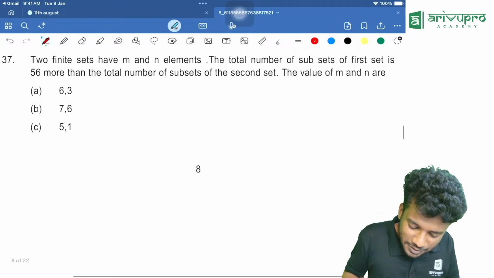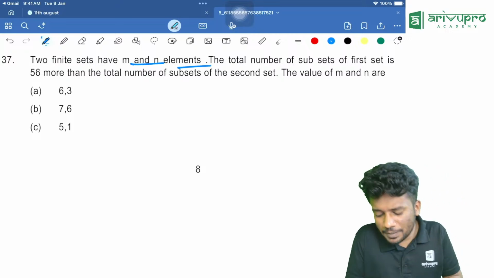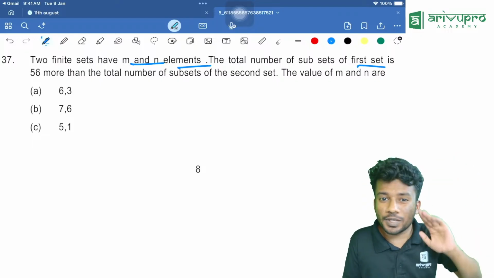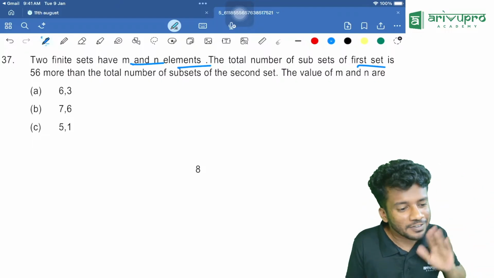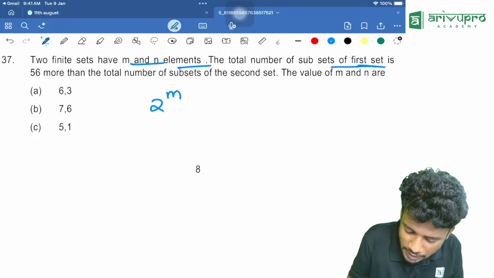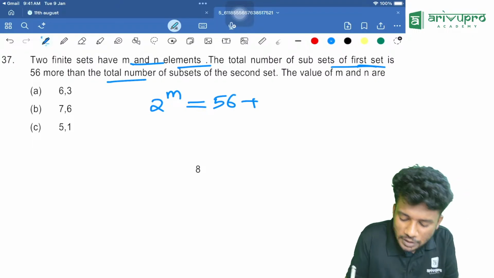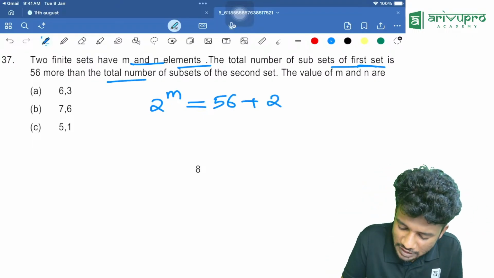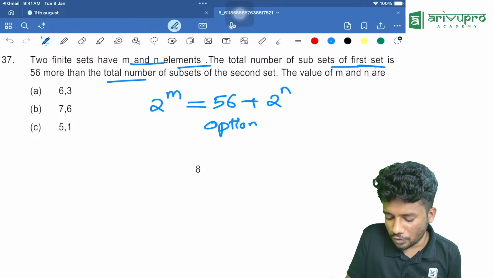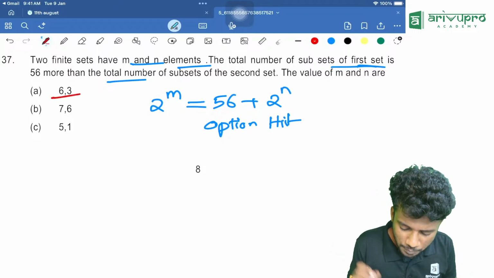Okay, fine. Next one, two finite sets have m and n elements. The total number of subsets in the first set. What is the formula for subsets? 2 raised to m, or 2 raised to x, whatever way you study. Number of subsets of the first set, that means 2 raised to m, is equal to 56 more than the total number of subsets in the second set, that is 56 plus 2 raised to n. Now people, use the options to find the value of m and n. The easiest method is that. Now try the first option. We know that.